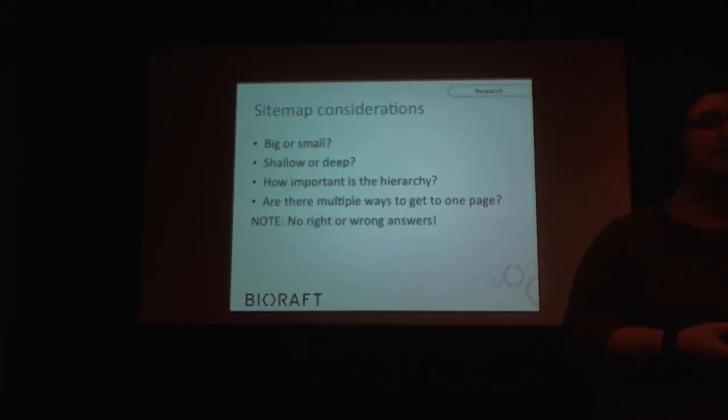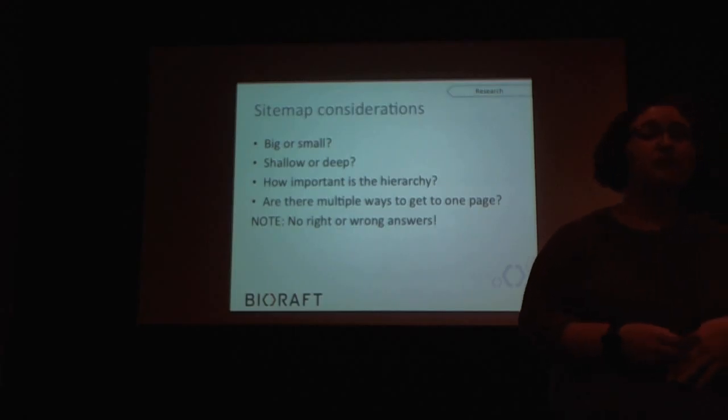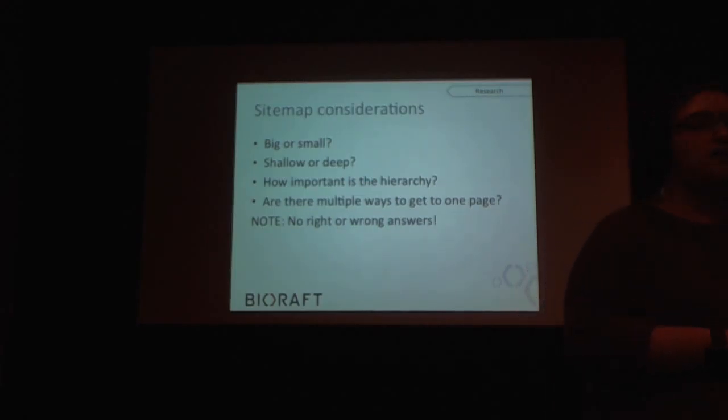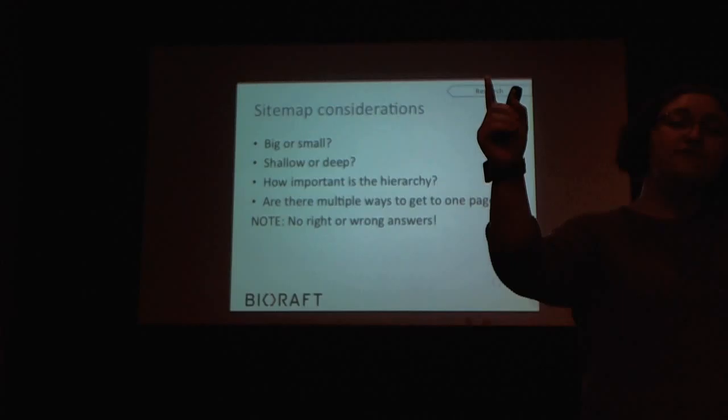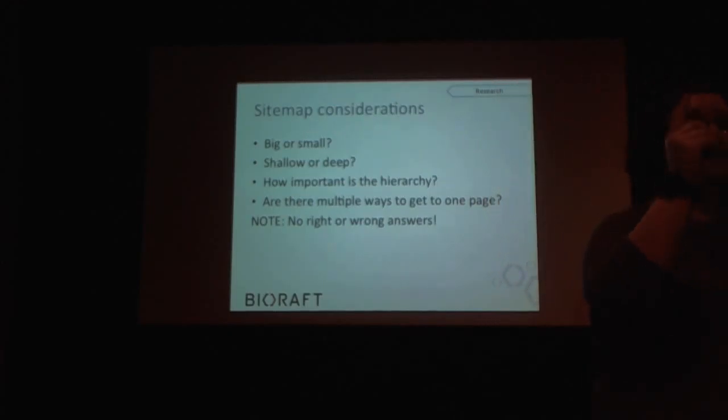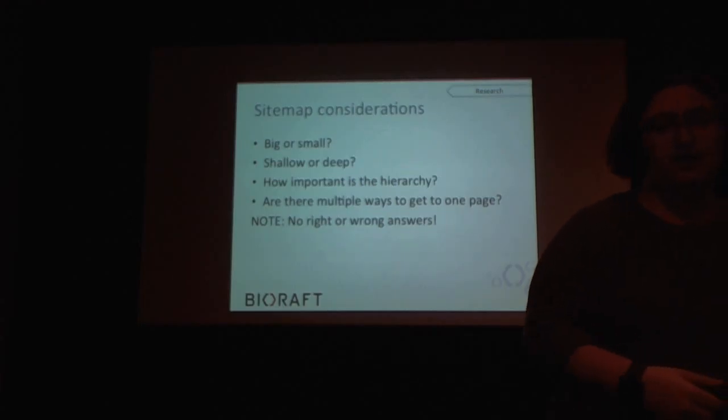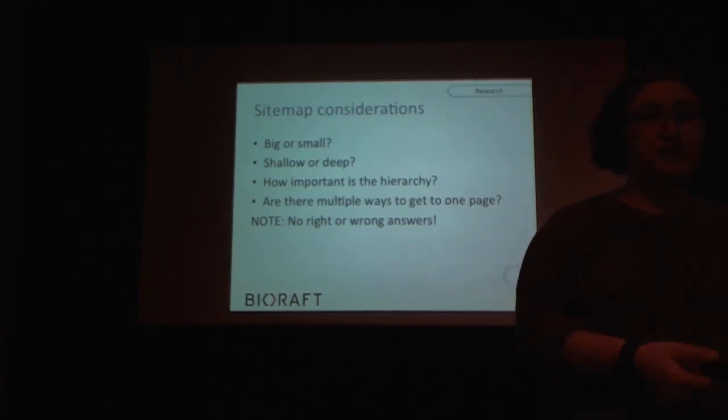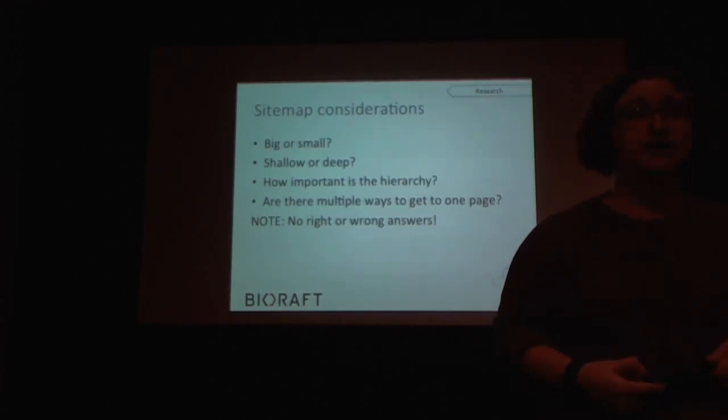So when you're considering your sitemap, should your site be big with tons and tons of pages, or should it be small with only a few very streamlined, very detailed pages? Do you want your site to be shallow or deep? So when I say shallow, are there lots of first level options, or are there only a few first level but many sub options? And are there going to be multiple ways to get to the same page, and how do you want to accomplish that?